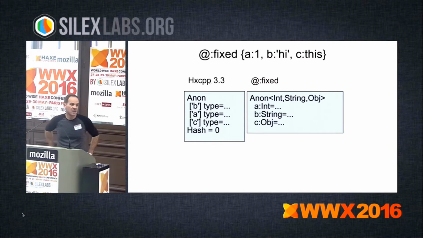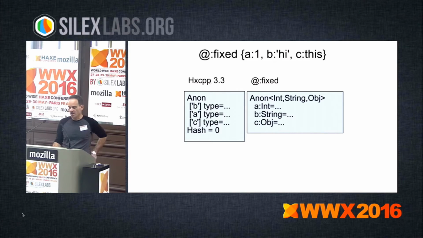I've also added this metadata fixed that you can add to an anonymous structure at declare time. So when you actually write an expression like this, this hardwires the types into the anonymous structure, and you can use up to five types with this optimization. And in this case, they're not boxed, they're also not variants, they're strongly typed, sitting in the anonymous structure, and the string lookup there is reasonably well optimized as well.